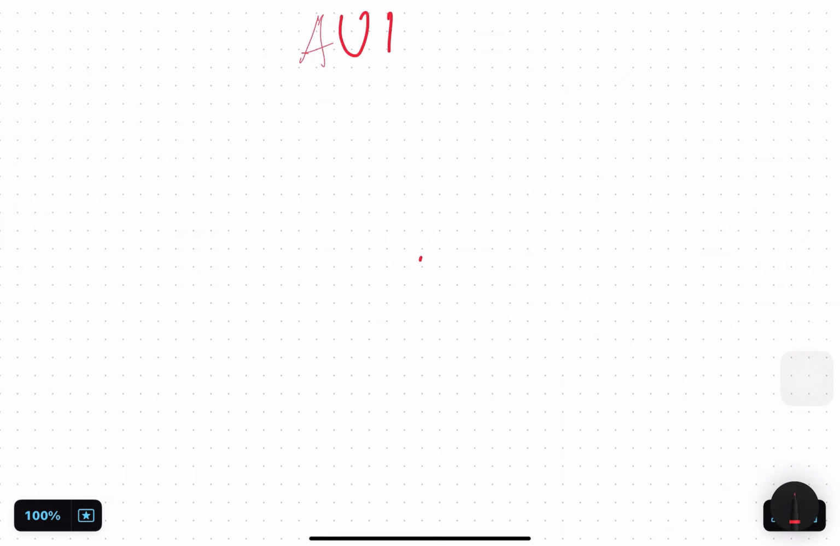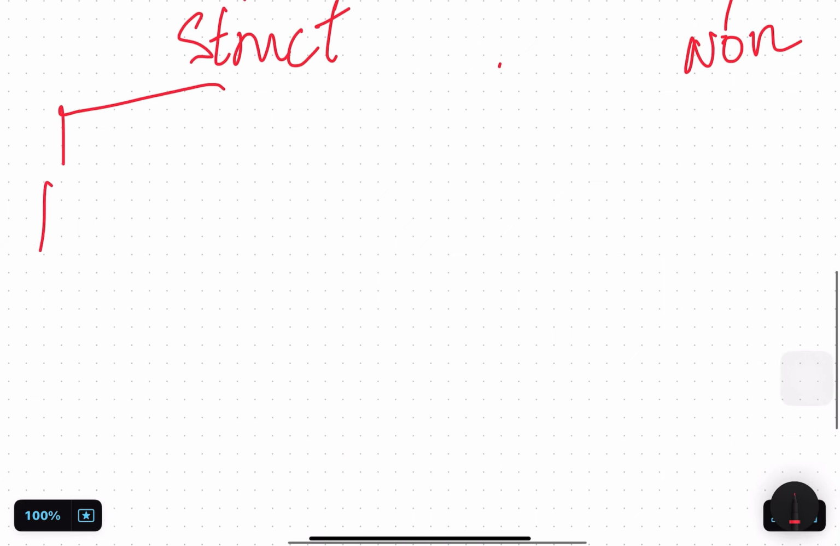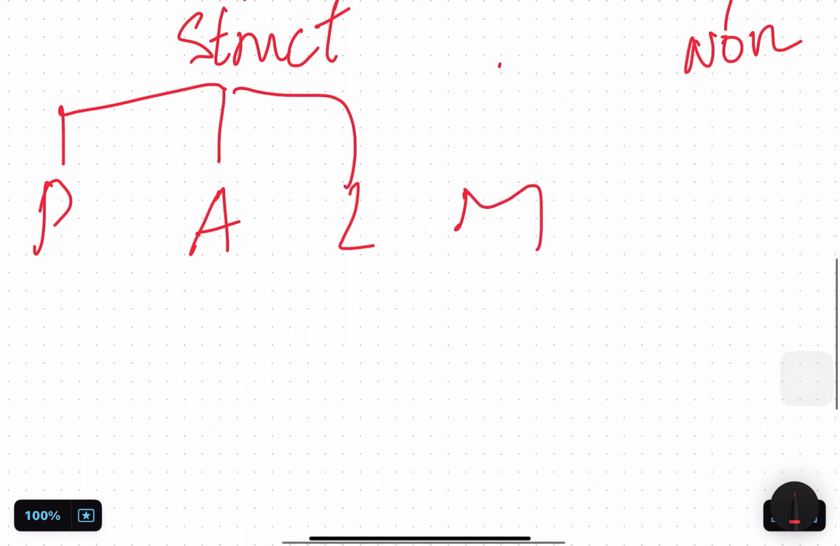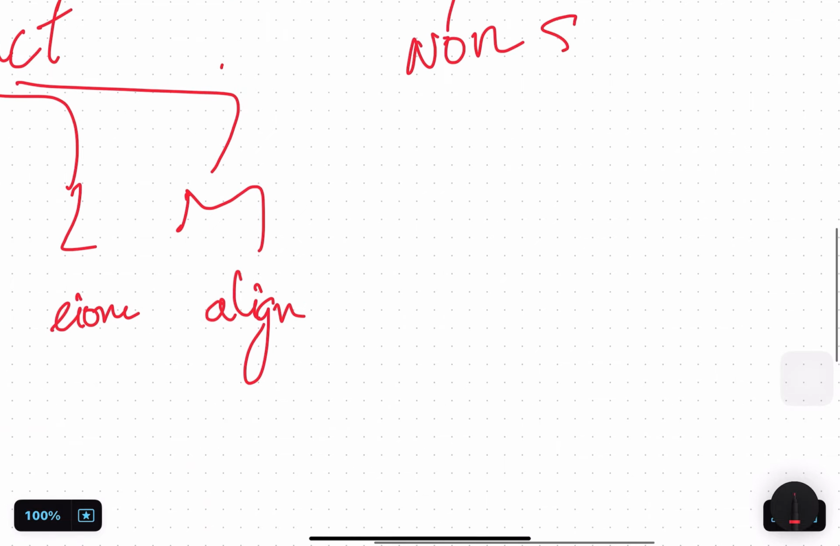Coming to AUB, we have studied everything. The important thing which you should know is the classification, that is PALM-COEIN: structural and non-structural. You have PALM. What is PALM? Yes, say along with me: polyp, adenomyosis, leiomyoma, malignancy. Good.